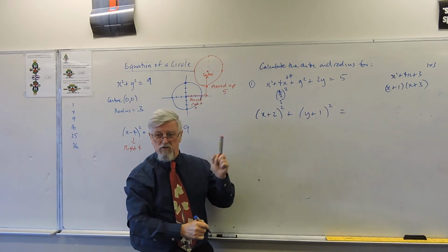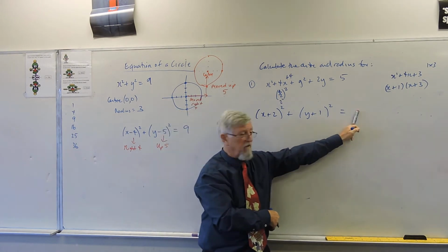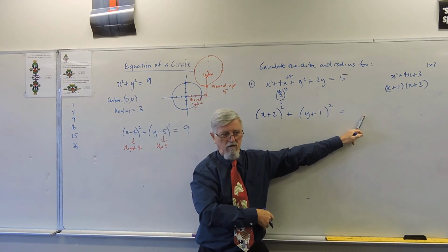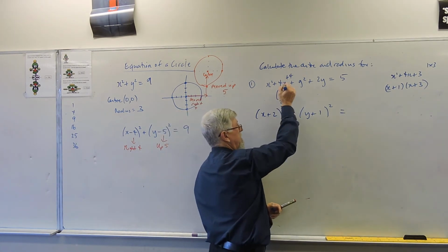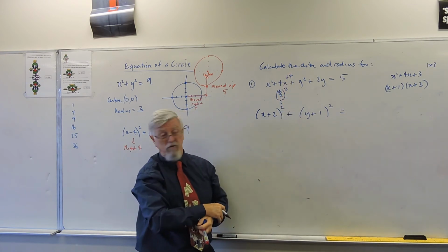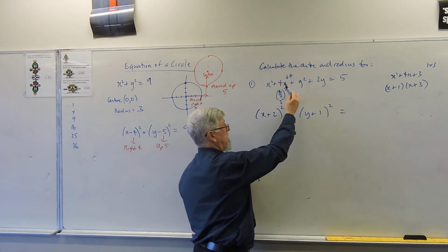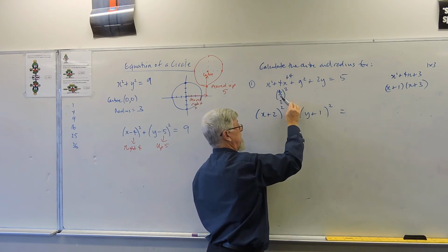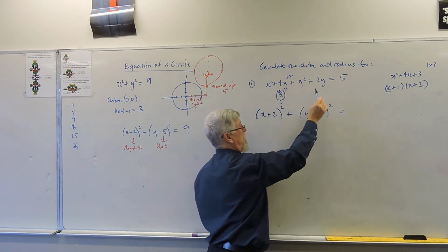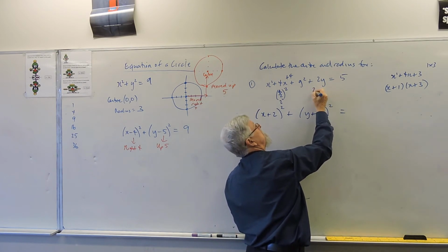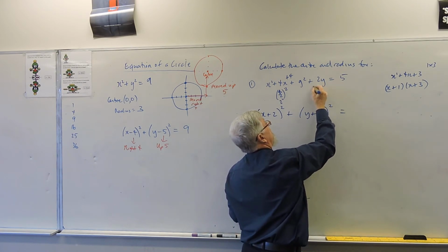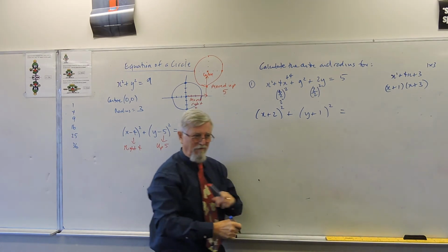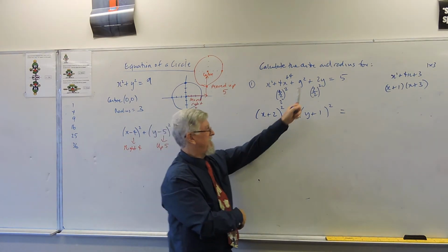What's the problem with just doing that? I don't know what the radius is. So I need this calculation here so I can figure out what the radius is. What's the calculation? To turn into a perfect square, I need to halve that, which is 2, square it, which is 4. I need to halve that, which is 2 over 2, squared. So that's just 1 squared.